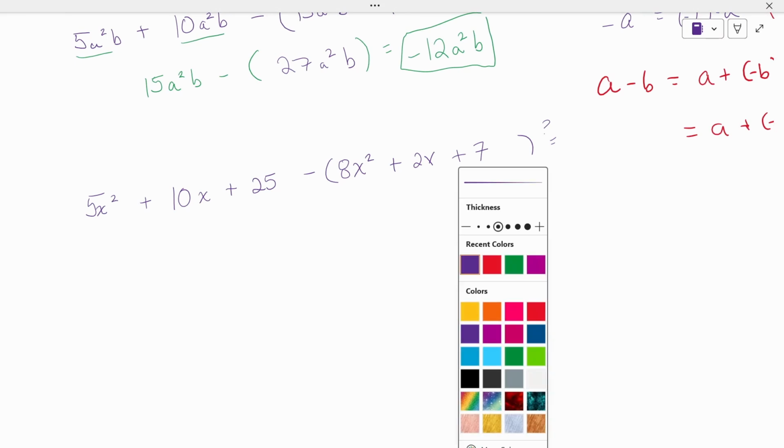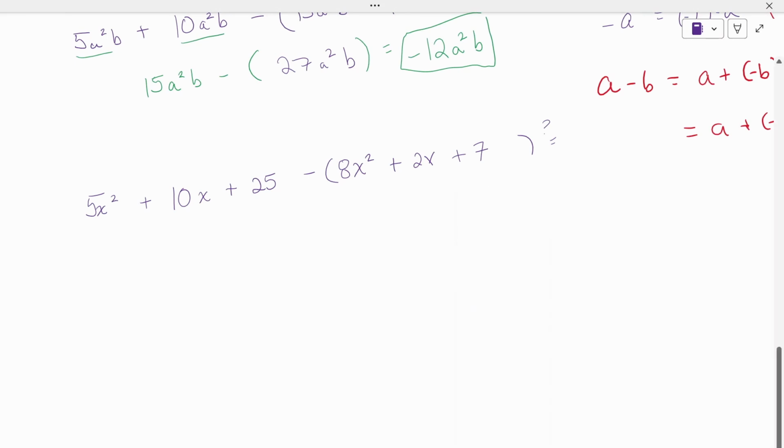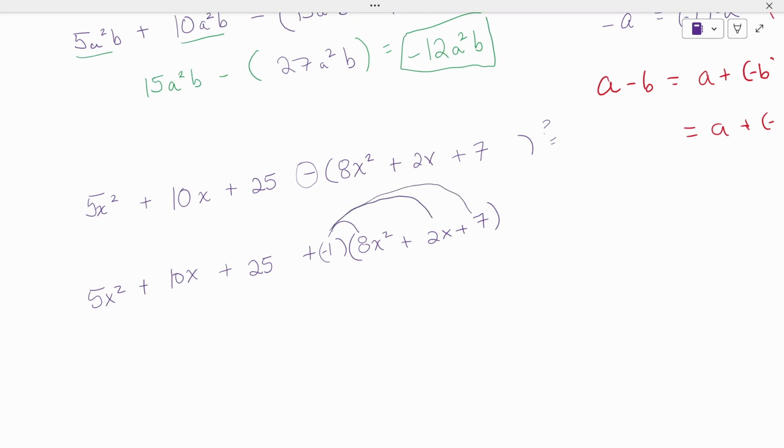Well, we're going to need to add our apples with apples and bananas with bananas. And in this instance, because we have a subtraction symbol, we need to remember that subtraction is the same thing as multiplying by a -1. So what we're really doing here is we've got a polynomial expression, 8x squared plus 2x plus 7, and that is being multiplied by -1. On the other hand, you've got 5x squared plus 10x plus 25 on the outside set of parentheses. By distribution law, we should be able to multiply the -1 across each of these terms.